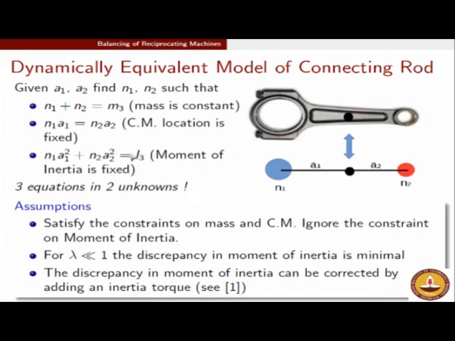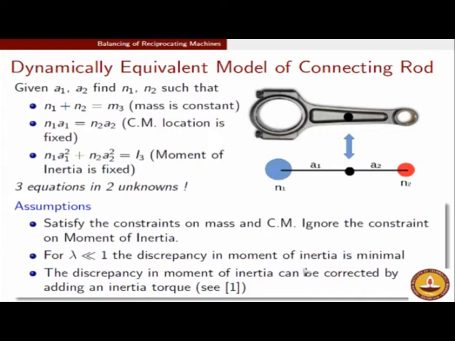But at this stage I will say that if I can choose N1 and N2 such that N1 plus N2 equals M3 and N1 A1 equals N2 A2, I would have attained my objective in constructing an equivalent connecting rod. A connecting rod which has the same mass, which has the same center of mass, but definitely has a different moment of inertia. But this difference in moment of inertia is possibly not going to be much, provided the lambda that I am interested in is small. If lambda is small, then this discrepancy in moment of inertia has been found through calculations to be minimal, and in any case this can be corrected.